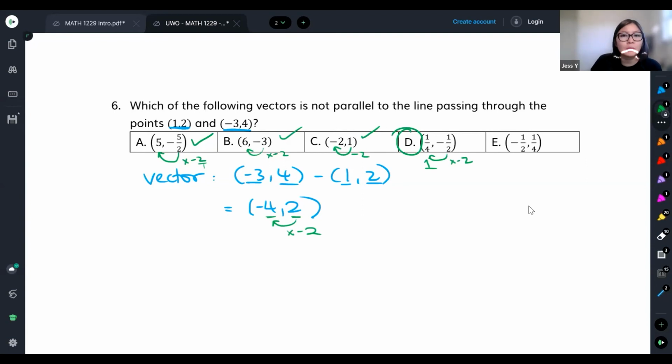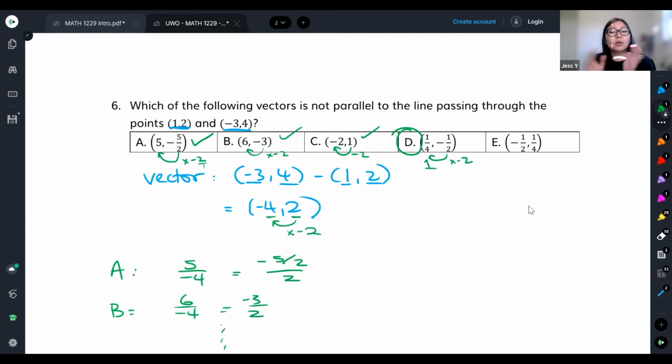Okay, so those are some of the ways that you can do this. Again, if you didn't like that method, go back to what we've been doing, which is, for A, you're going to take 5 divided by -4, see if that equals -5 over 2 divided by 2. For B, you're going to see 6 divided by -4 equals -3 divided by 2, okay? So you can check each of those. The instant you come up with an equation that doesn't work, that's when they're not parallel. So you can go back to that if you want. I just think this way is a little bit faster. All right, doesn't seem like there's questions, so I'm going to move on until you stop me.